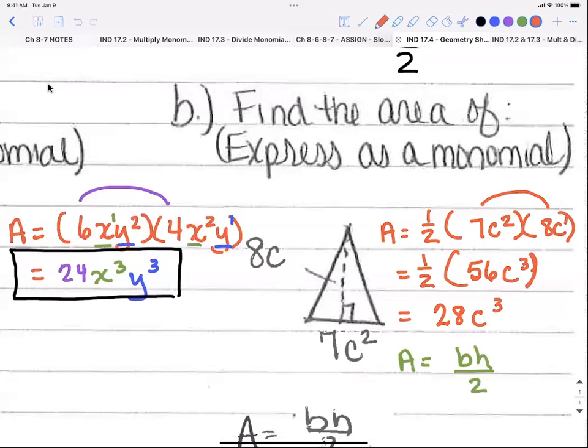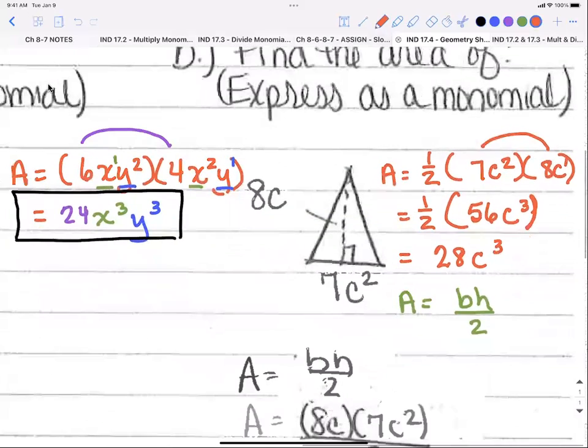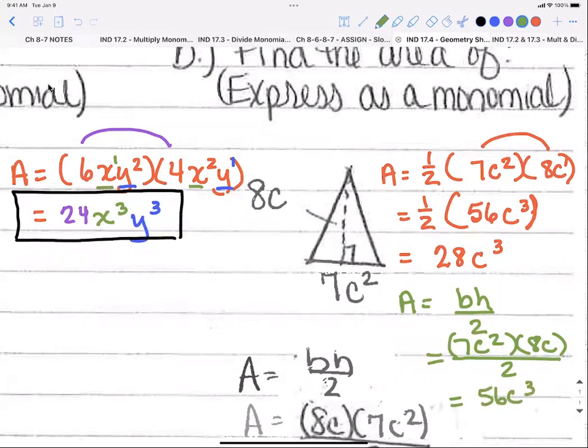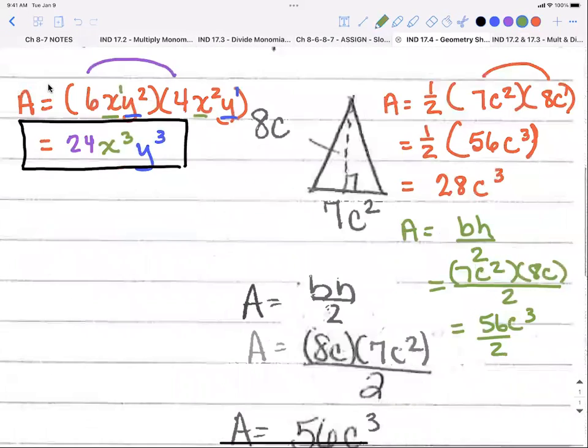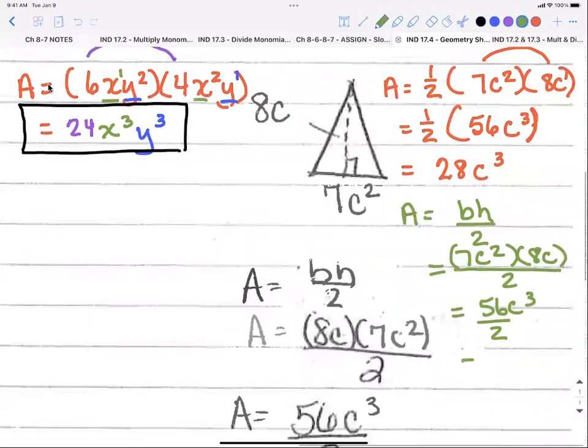Sorry, it's supposed to be 3 cubed. It's supposed to be c cubed. All right, so using the other equation, I'll show you, you end up with the same answer. Base times height is still 7c squared times 8c over 2. You still get 56c cubed over 2, and half of 56 is 28c cubed. So you still get the exact same answer either way, okay?